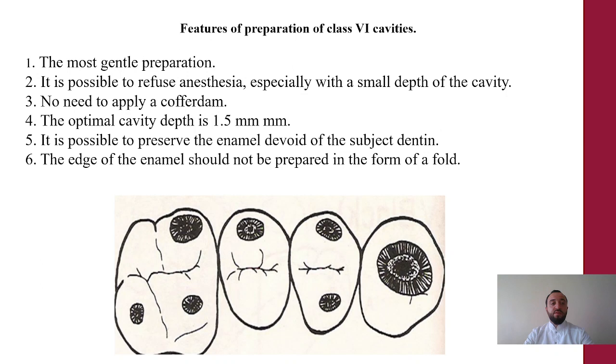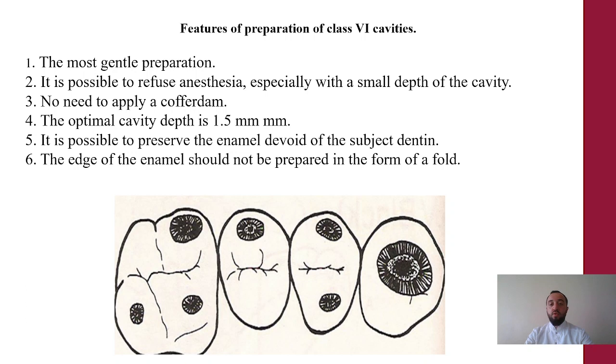1. The most gentle preparation. 2. It is possible to refuse anesthesia, especially with a small depth of the cavity. 3. No need to apply a cofferdam. 4. The optimal cavity depth is 1.5 mm. 5. It is possible to preserve the enamel devoid of underlying dentin. 6. The edges of the enamel should not be prepared in the form of a fold.